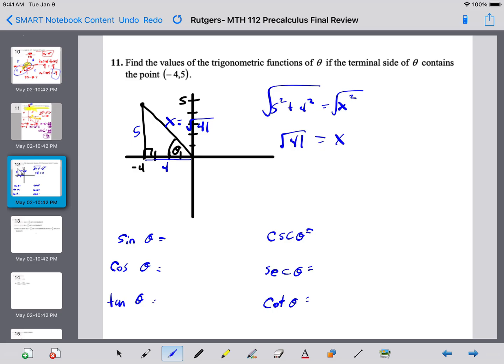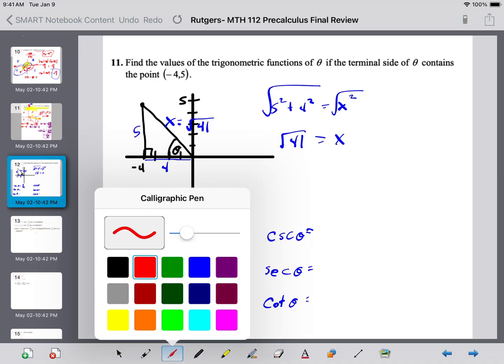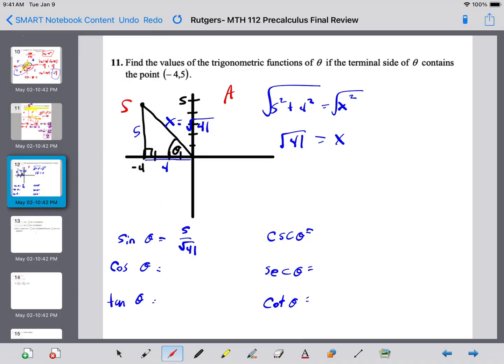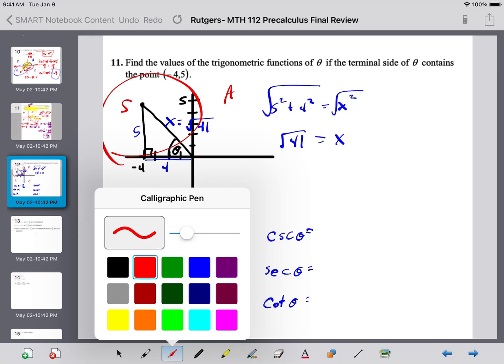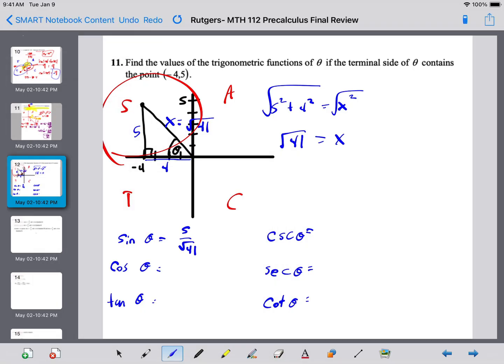So sine is opposite over hypotenuse, so 5 over radical 41. Remember, All Students Take Calculus. In this quadrant, only sine and cosecant will be positive. So sine is positive. If you want to rationalize your denominator, you can. Multiply by radical 41 over radical 41. That's 5 radical 41 over 41.